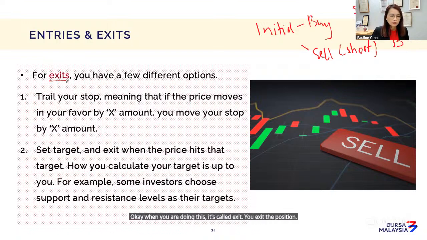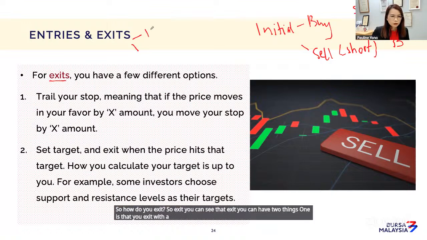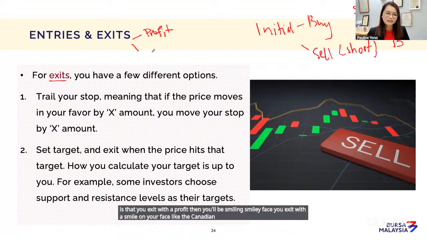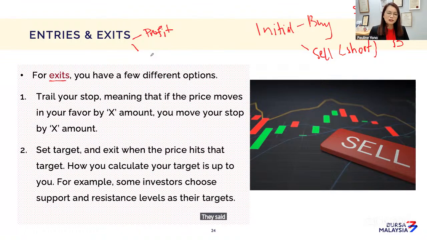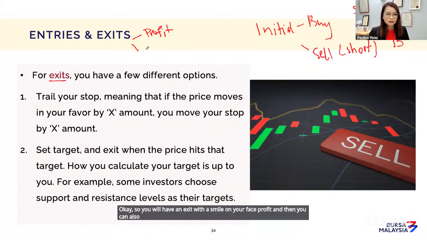So how do you exit? You can have two things. One is that you exit with a profit, then you'll be smiling, a smiley face. You exit with a smile on your face, like the Canadian Ontario governor who said he wanted to cut the energy with a smile on his face. And then you can also exit with a cut loss, with some sadness on your face.